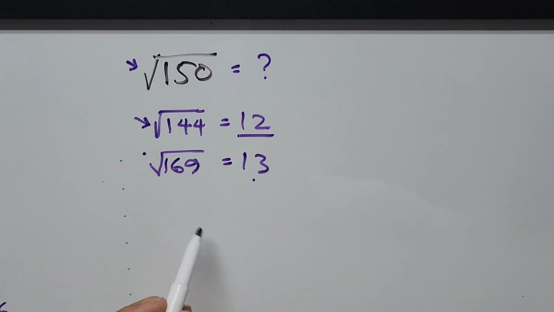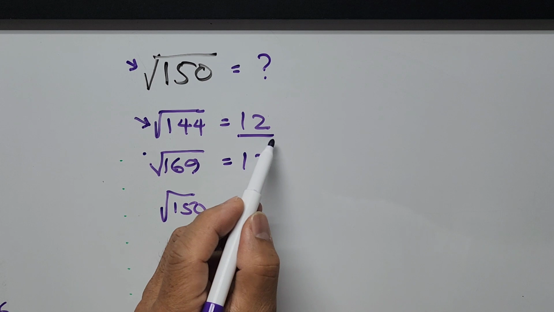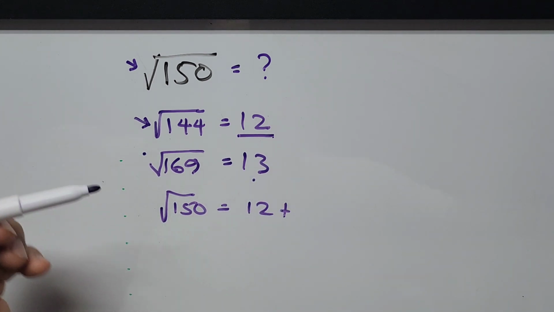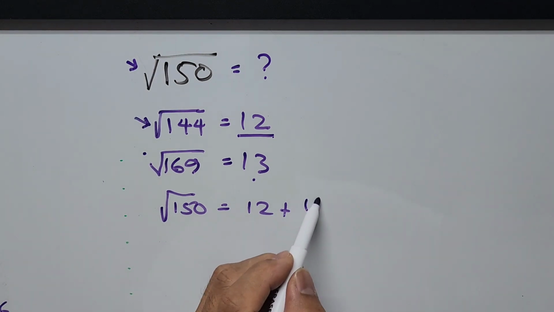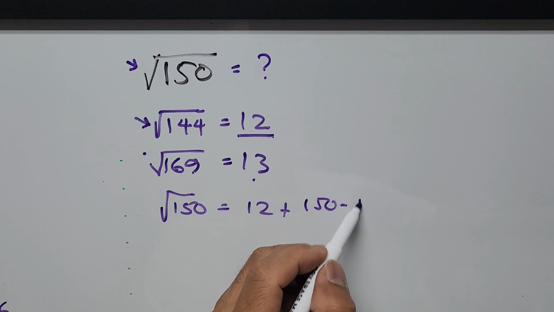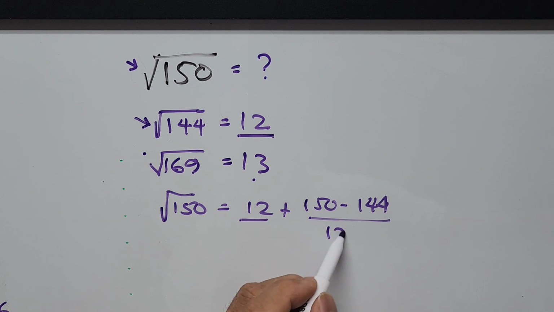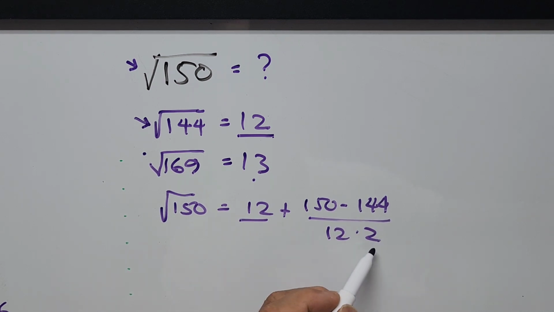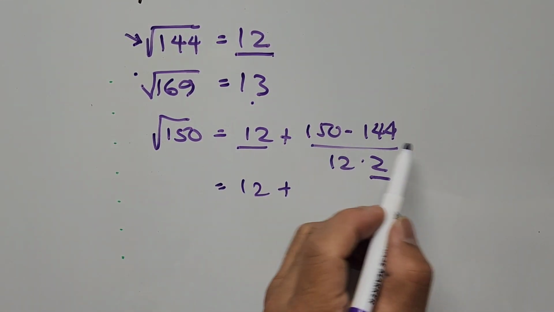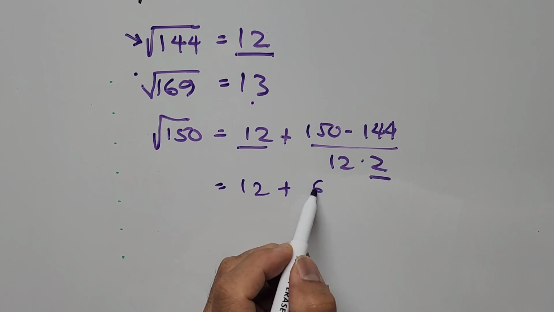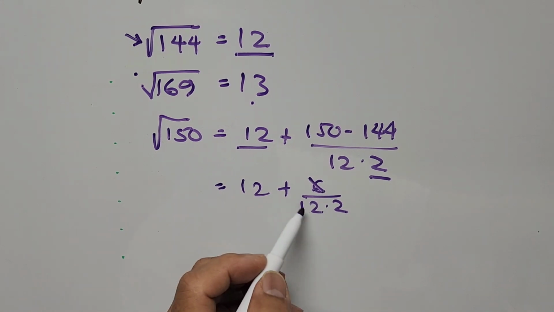Alright, so the square root of 150 then is equal to 12 plus the difference between these two numbers. So we have 150 minus 144 divided by this base number 12 and multiply by 2. It's always multiply by 2. So simplify. So this is now 12 plus 150 minus 144. That's 6. Divided by 12 times 2. So here 6 over 12, that's 2.